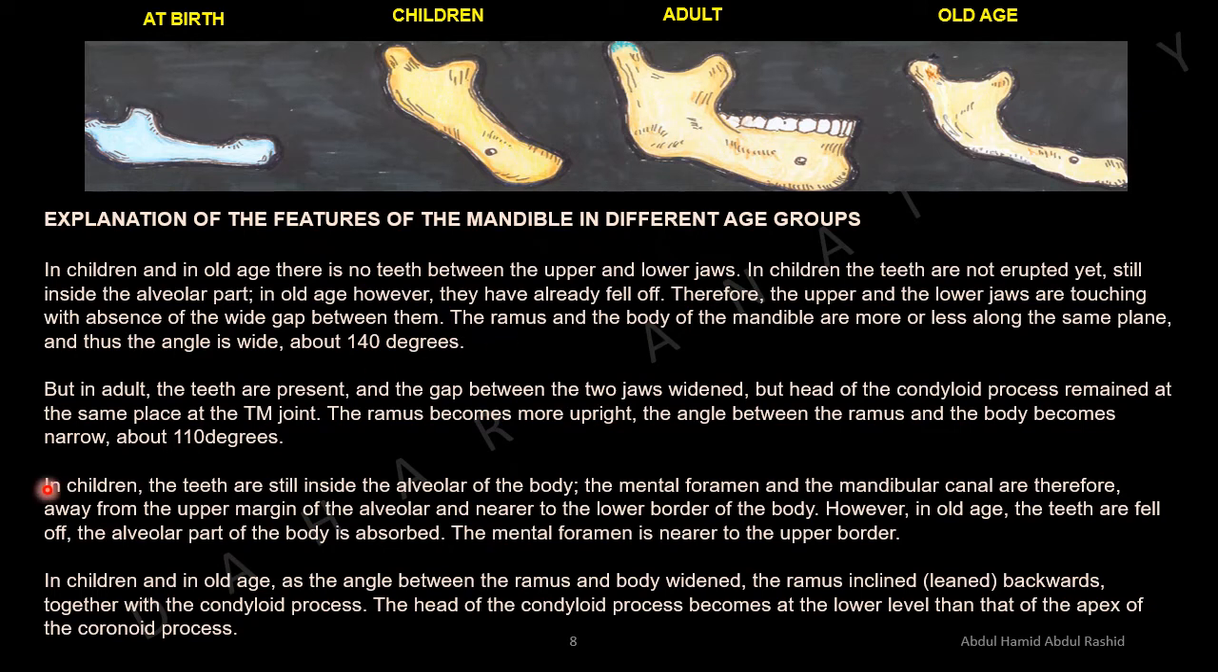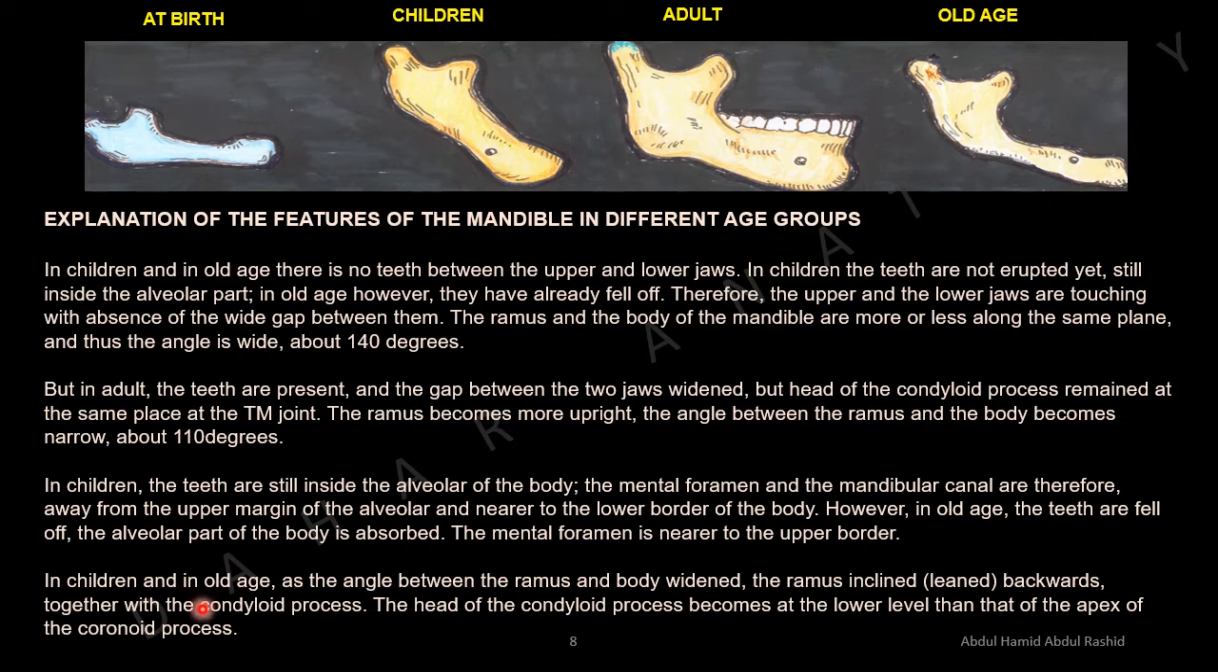In children, the teeth are still inside the alveolar part of the body. The mental foramen and the mandibular canal are therefore away from the upper margin of the alveolar part and nearer to the lower border of the body. However, in old age, the teeth have fallen off. The alveolar part of the body is absorbed. The mental foramen is nearer to the upper border.